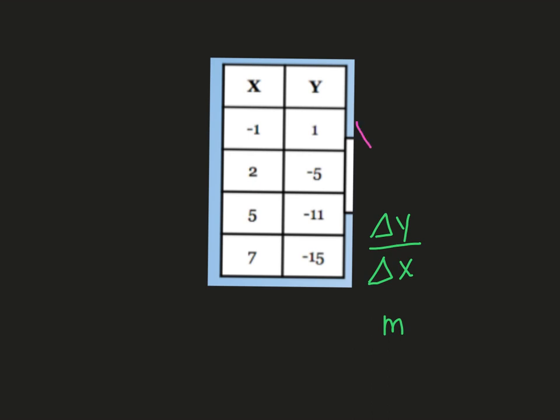So let's pick these two. If I pick the first two of the y column, I have to pick the first two of the x column. So it's 1 minus negative 5. Now, remember it's adding the opposite, so it's the same thing as 1 plus positive 5. So that is 6. Now, over here, you have negative 1 minus 2. Well, it's negative 1 plus negative 2, and that is negative 3.